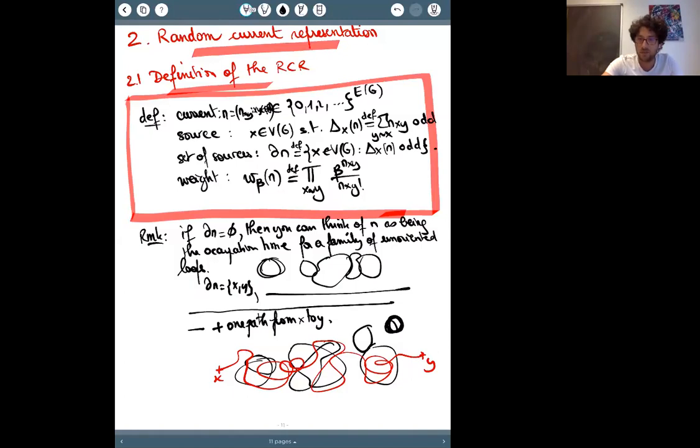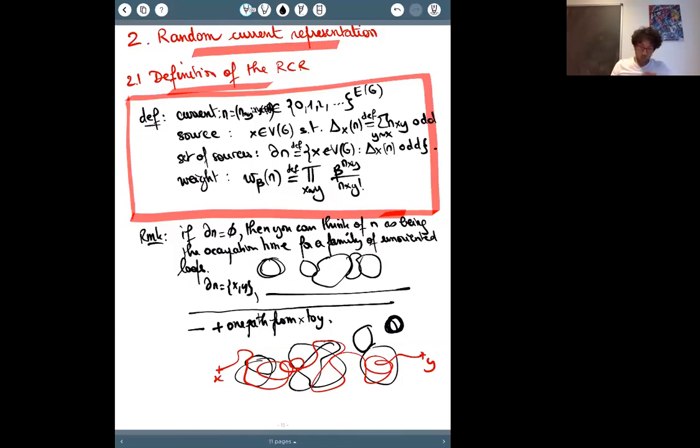Why is it called currents? Because you think of x and y as being the source and sink of a current. So the sources in your current n are kind of the sinks and the sources of an eddy current. Except it's a very lame current because it's not an oriented one, it's an unsigned one. I mean, the sink and the sources play completely symmetric roles. So from the point of view of physics, it's not a very interesting current.